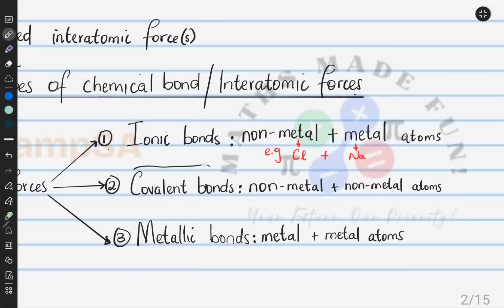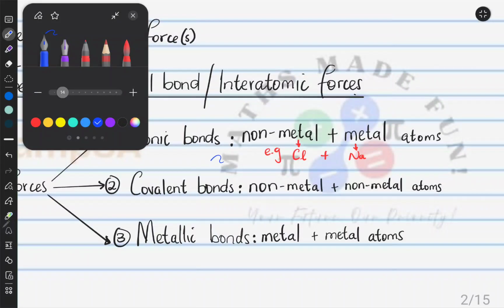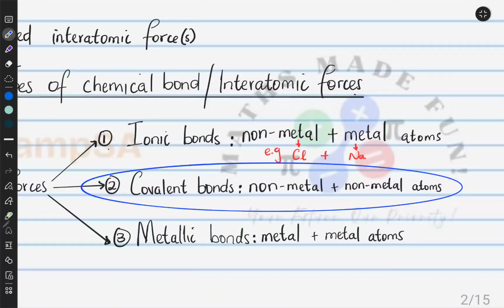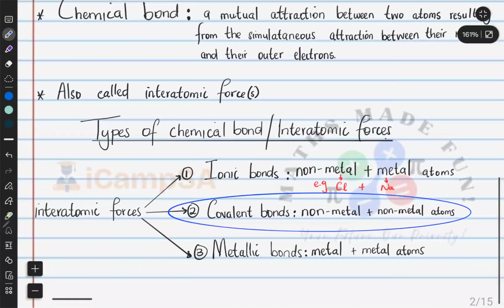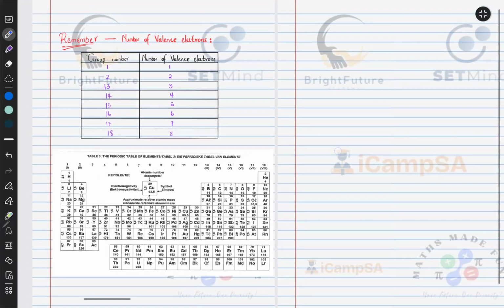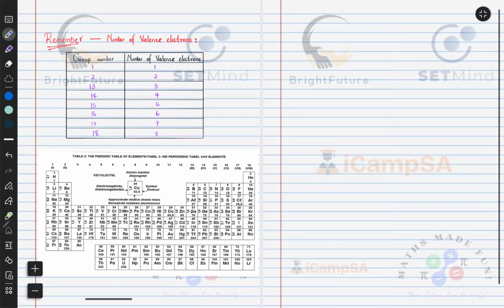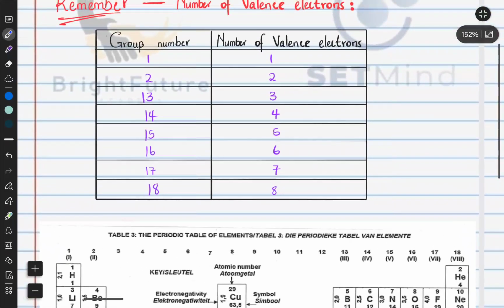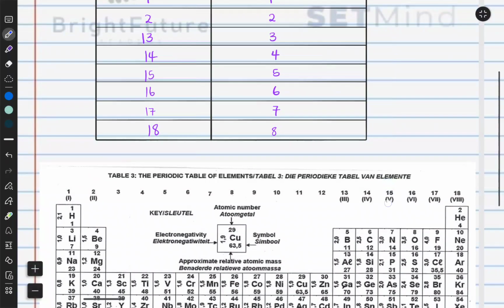This is our main focus. All right. So now let us get into more detail when it comes to covalent bonds. Firstly, there are things that we must understand when we talk about covalent bonds, and that is the number of valence electrons and how it relates to the group number of the specific atom or element.